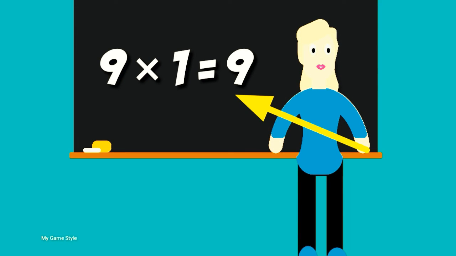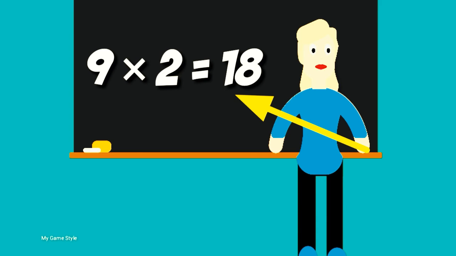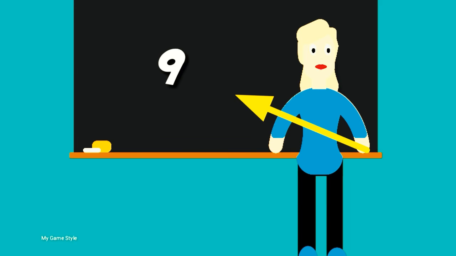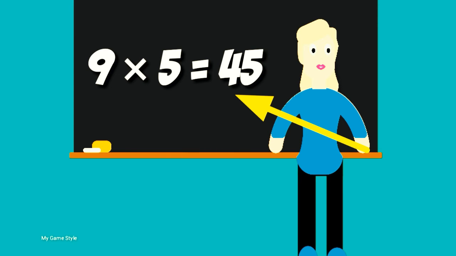9 1s are 9. 9 2s are 18. 9 3s are 27. 9 4s are 36. 9 5s are 45.